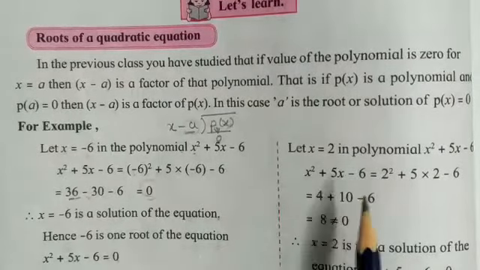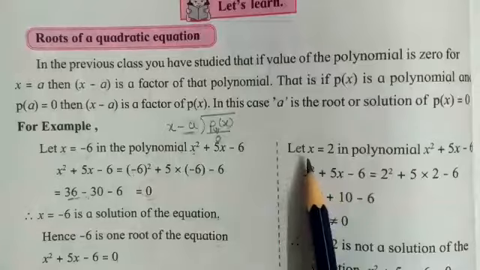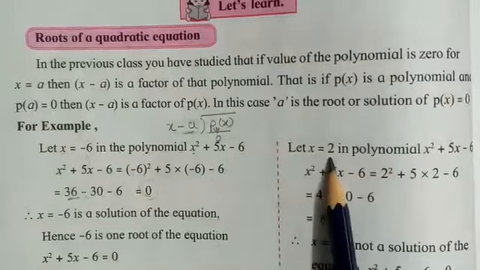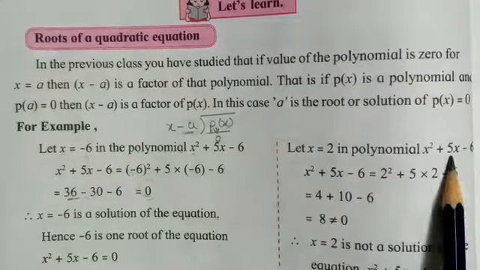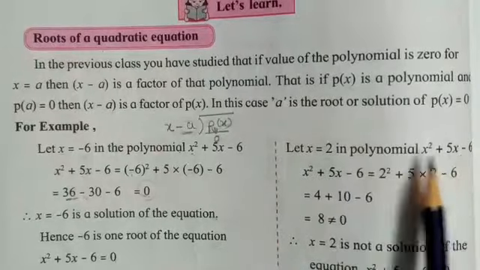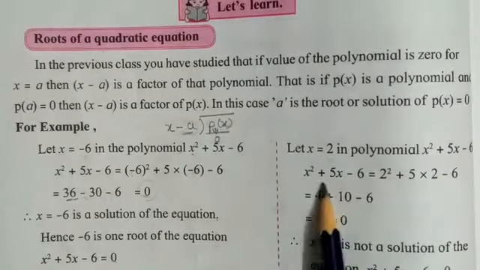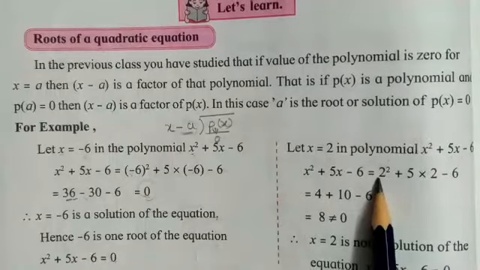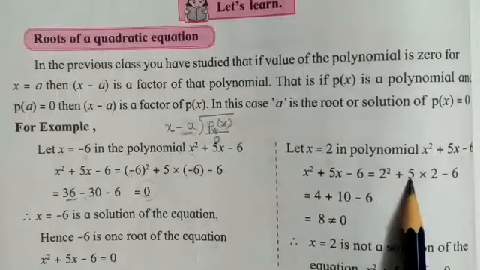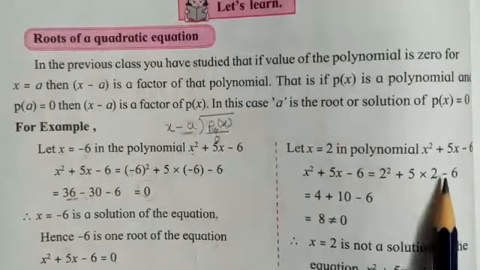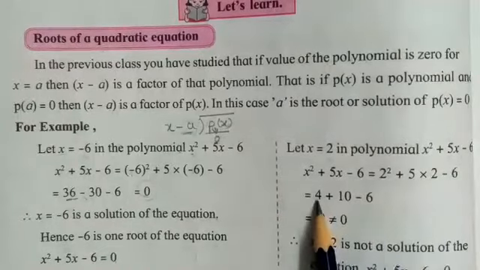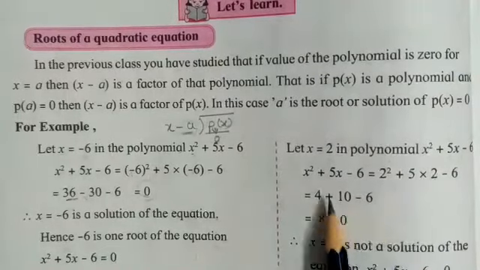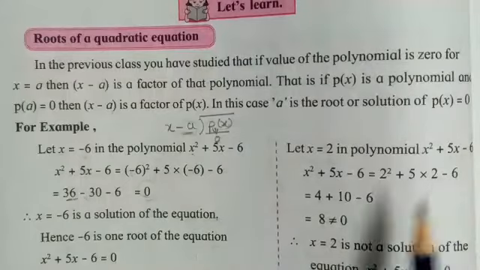In place of that, suppose we assume some other value. Okay, the x value we have taken as 2. The same quadratic polynomial, x square plus 5x minus 6. In place of x, we will put 2 here: 2 square plus 5 into 2 minus 6. 2 square is 4, 5 2s are 10, and here minus 6.